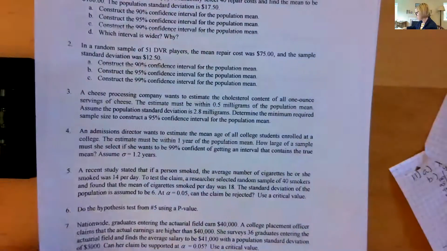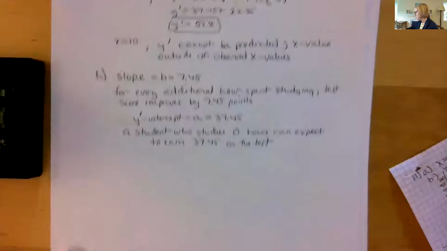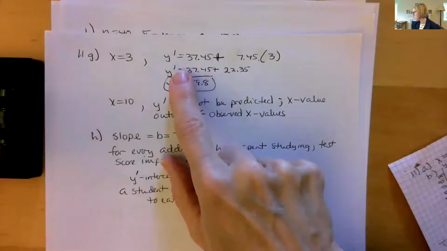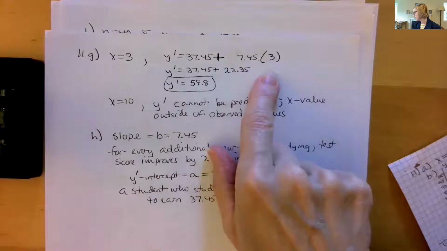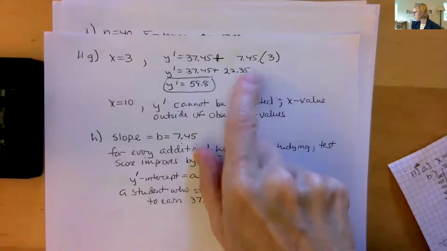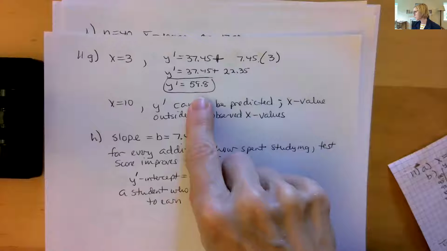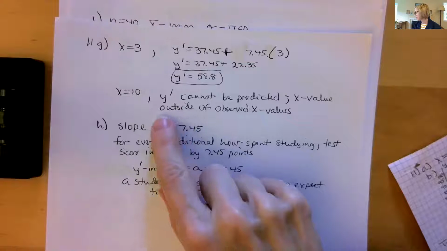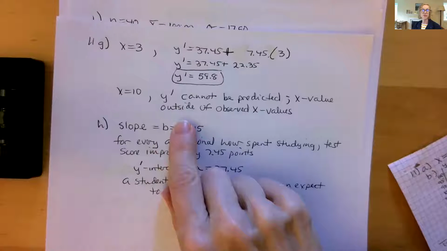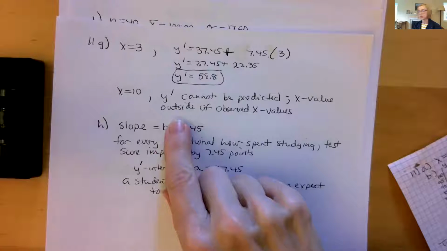So if we go to our regression line equation, predicted Y equals 37.45 plus 7.45 times X. We're using X as 3. So putting that in, multiplying, and then adding, we find that if someone spends 3 hours studying, they can expect to get about 59.8, about 60, on the test. Again, for 10 hours spent studying, we cannot predict a value for Y because that X value is outside of the observed X values given in the sample from 0 to 8. So we cannot use the regression line to predict that.